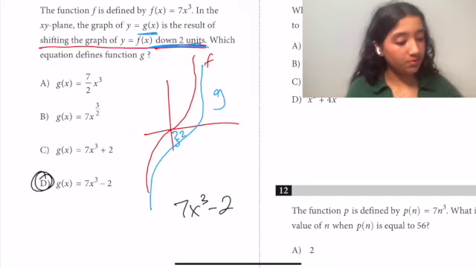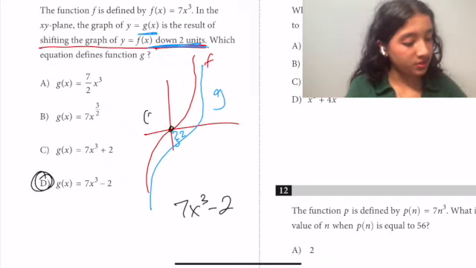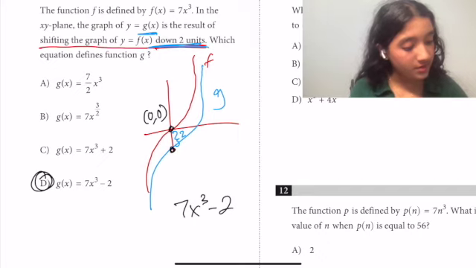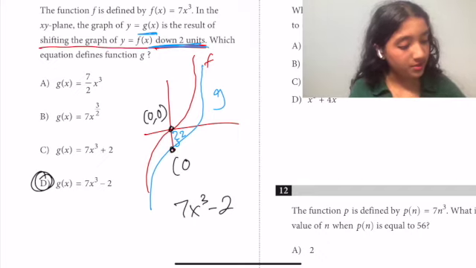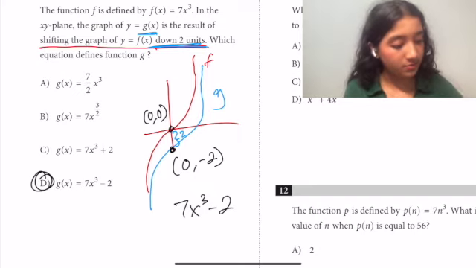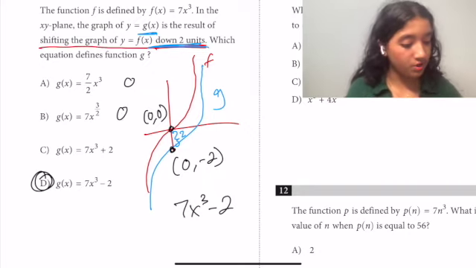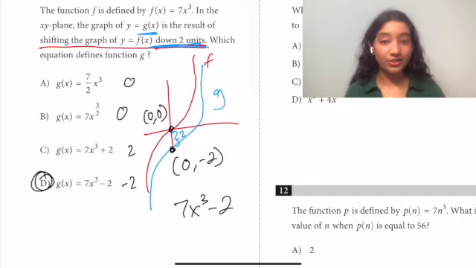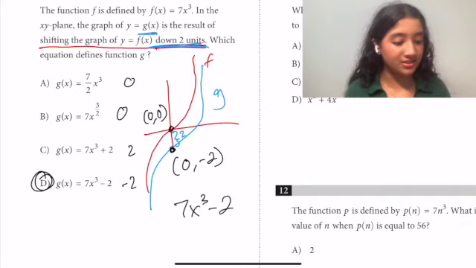You could also plug in points. We know that the point 0, 0 is on our graph of f. So if we went down 2 units, we know that 0, negative 2 is on our graph. And if you plugged in x equals 0 to all of these, you would get g of x is 0, g of x is 0, g of x is 2, and g of x is negative 2. So that reassures you that our answer is D.